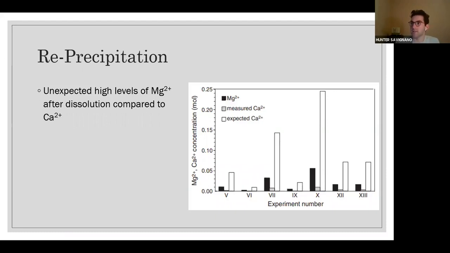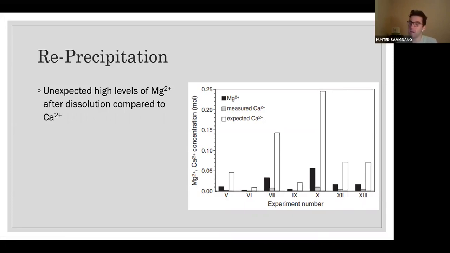Another thing to note is that in those water samples, they found that there were unexpectedly high levels of magnesium ions when compared to the calcium ions. So in this figure, you can see a bunch of different experiments were run, and the white bars are the expected calcium ion levels, while the gray bars are the actual amount that was measured. The black bars are showing the magnesium ions. And as you could see, the measured calcium ions in the water was much lower than the expected.